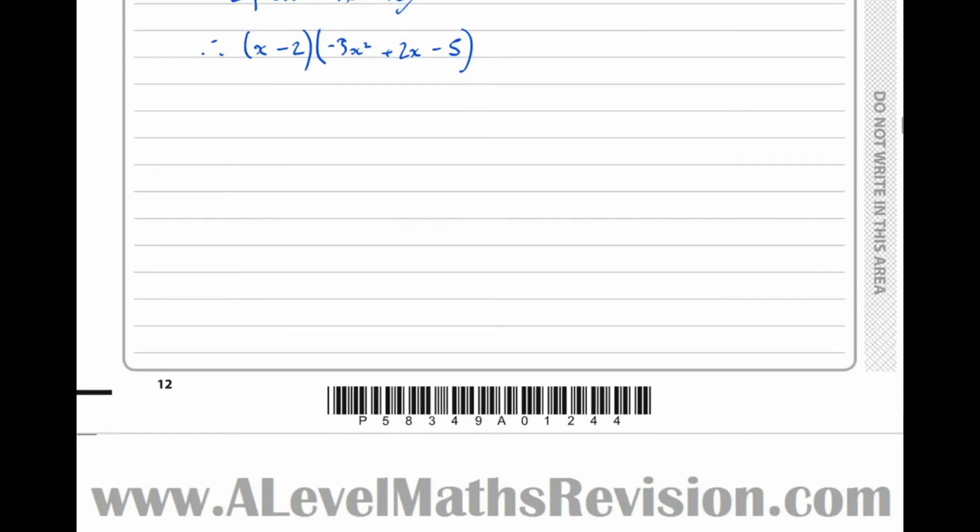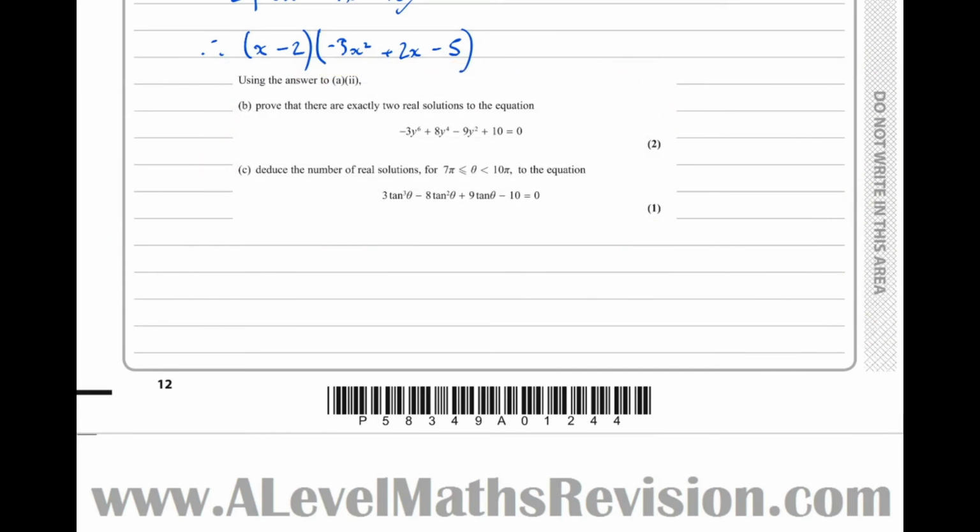Right, so moving on, let's remind ourselves of the question by putting it on screen here. There it is there. Using the answer to A part 2, prove that there are exactly two real solutions to that equation there. So notice the similarities between that equation and the original. We've just had x in the original equation replaced by y squared there. So now if I let x equal y squared, this is part B, that means that minus 3x cubed plus 8x squared minus 9x plus 10 equals 0. So I've rewritten the equation.